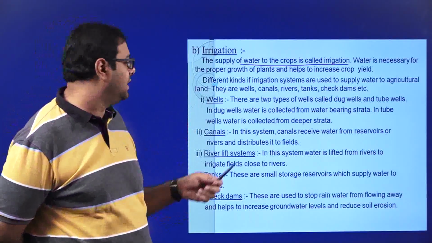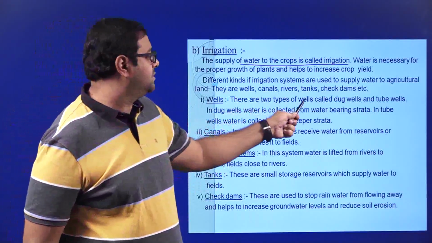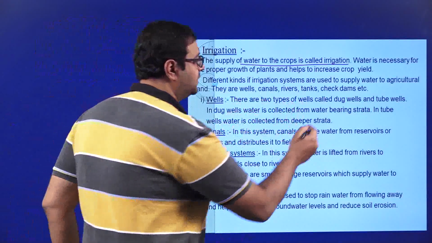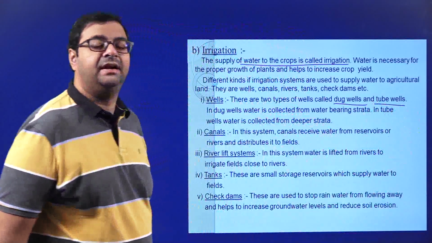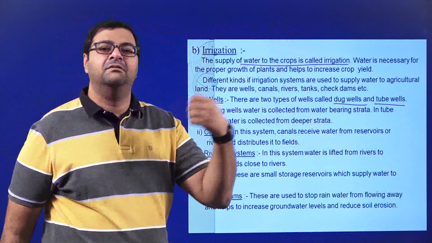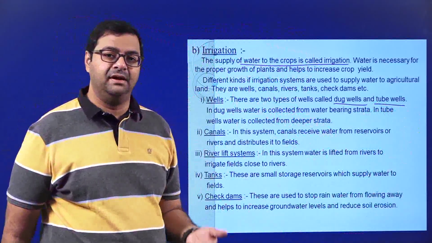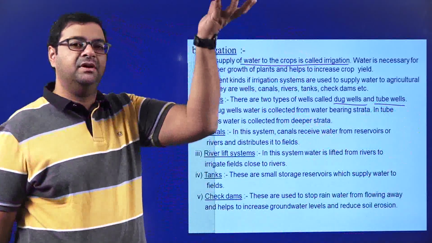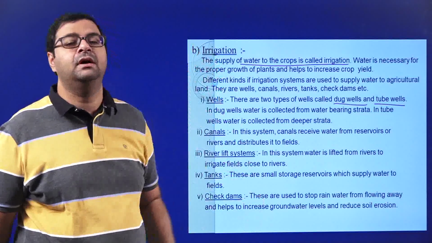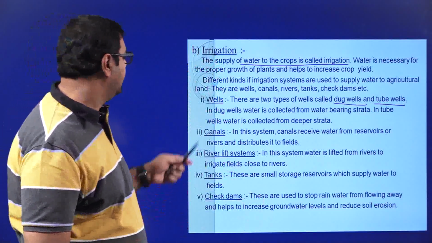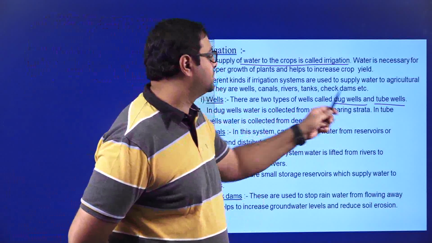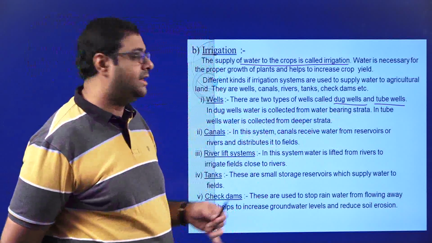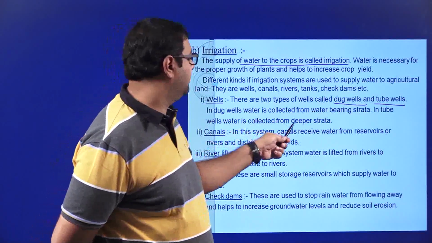Wells. Now, there are two types of wells: the first one is dug wells and the second one is tube wells. Dug wells are made by hand, they are man-made. Tube wells draw water from under the earth with the help of a motor. Now in dug wells, water is collected from bearing strata, and in tube wells, water is collected from deeper strata.